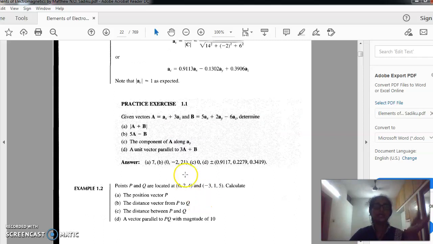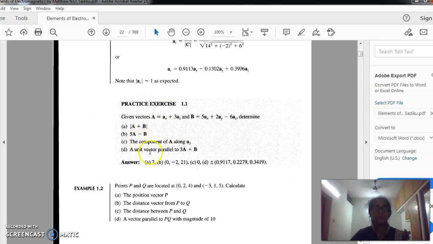Okay. Now a practice exercise is given. I want you to work this out. The question is: given vectors A is equal to AX plus 3AZ, and B is equal to 5AX plus 2AY minus 6AZ, determine the magnitude of A plus B. How do you find that? Here A has only 2 components, X and Z, whereas B has 3 components. No problem. You can find A plus B and find its magnitude. How to find magnitude? Square root of the sum of the squares of all 3 components.